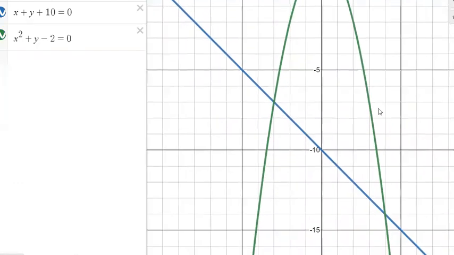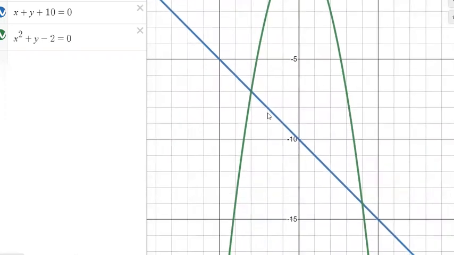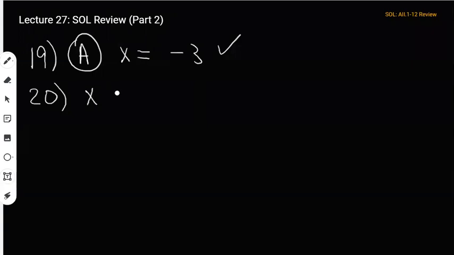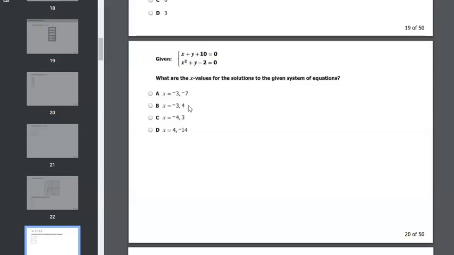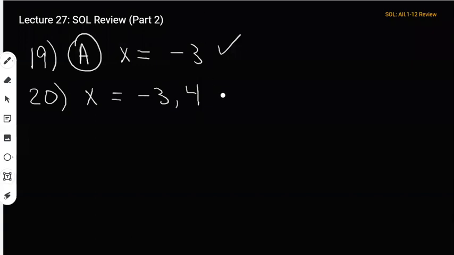So where do they cross? They cross in two places. Here, -3, -7. -3 is my x value. And +4, -14. But +4 is going to be my x value. So -3 and 4. x equals -3 and +4. So that's going to be B. That's one way you can do it.